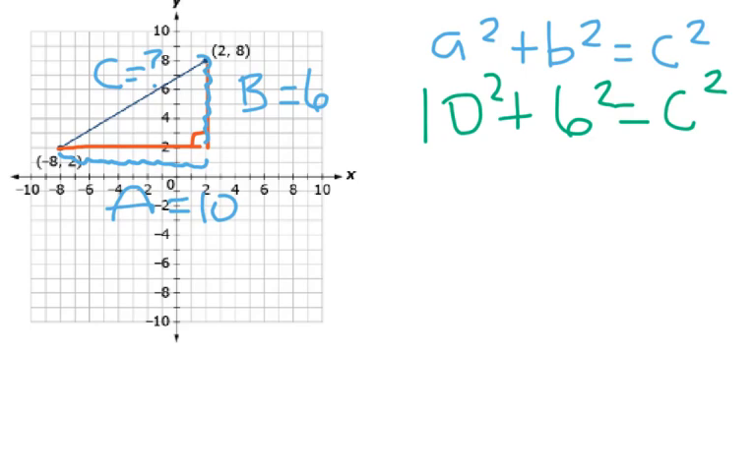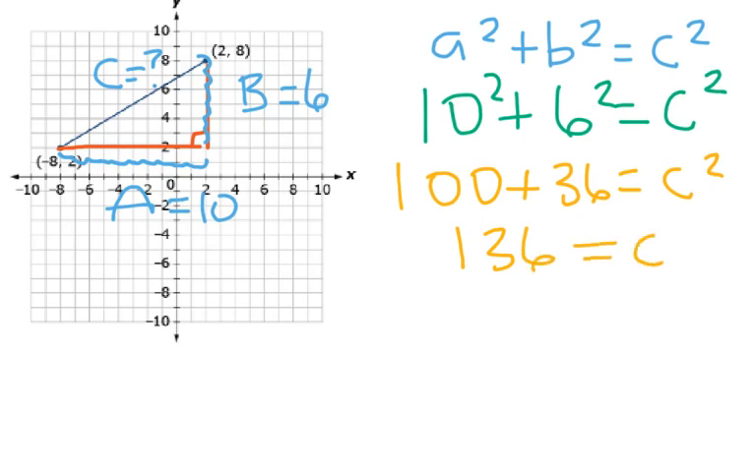Okay, my next step is now to start solving it. So 10 squared, or 10 times 10, is equal to 100. And then 6 squared, or 6 times 6, is equal to 36. Now I'm going to combine my like terms. So 100 plus 36 gives me 136. And then I have C squared over here.